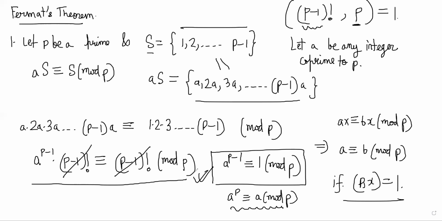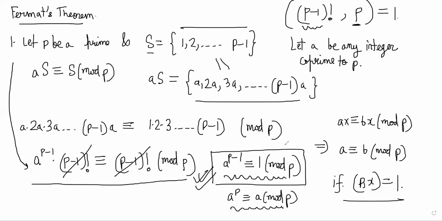Now, using properties of inverse, we can also get something called Wilson's theorem. So we'll see that now. You have understood this, no? How we got this? Okay. So Fermat's theorem is sometimes used to find out if a number is prime or not.